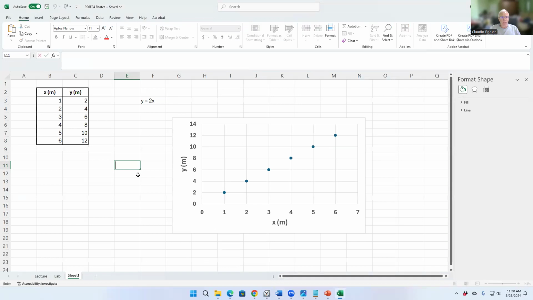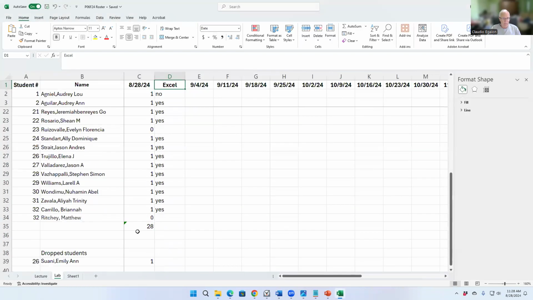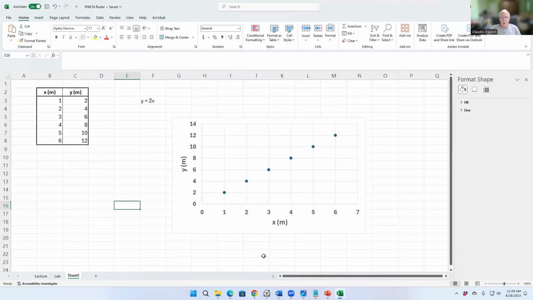It's y equal to 2x, right? And Excel is going to provide us with exactly this equation. And how do we do that? We find the regression equation. That's what we're doing here. Find the regression equation. Let's see, we have 27, 28. Okay, good. So what do we do?